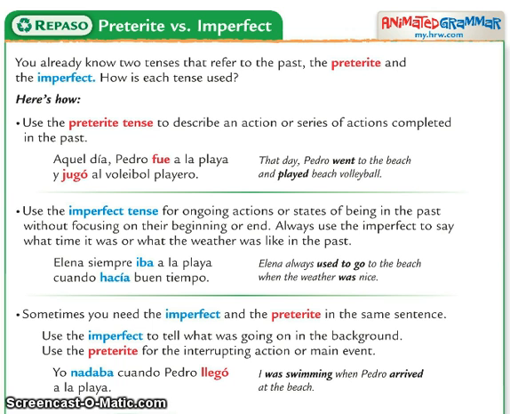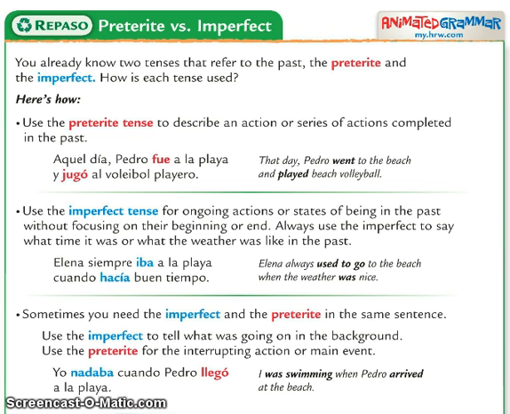Before we get started, let's go ahead and review when we use the preterite, when we use the imperfect, and when we're going to be using them together. So, we are going to be using the preterite tense to describe an action or a series of actions completed in the past. A lot of times these actions will have specific beginning, ending, or duration times. You will often see words like ayer, anteayer, anoche. You'll see words like that associated with the preterite.